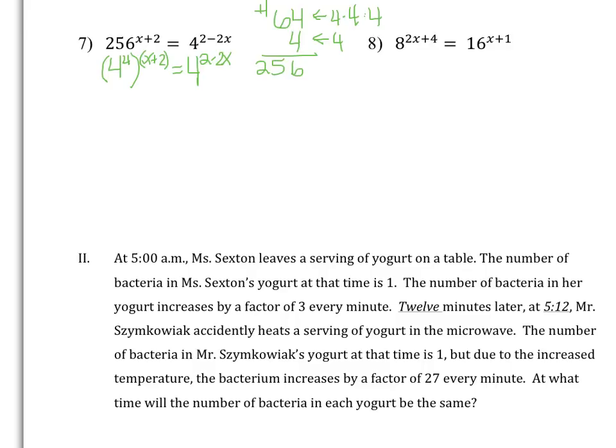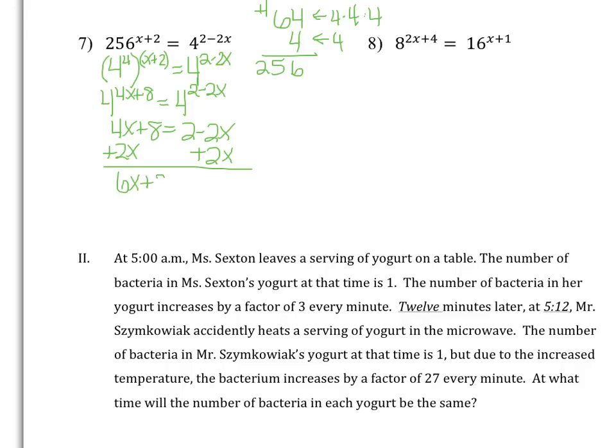Since the exponent of 4 has to be distributed to x plus 2, we're going to have 4 to the power of 4x plus 8 equals 4 to the power of 2 minus 2x. So 4x plus 8 equals 2 minus 2x. I'm going to add 2x to both sides. 4x plus 2x is 6x, plus 8 equals 2.